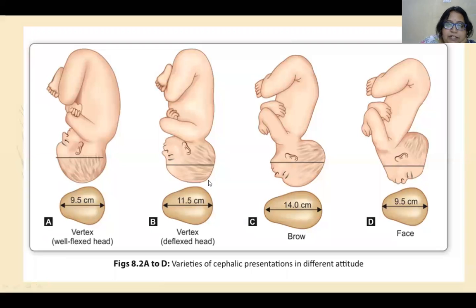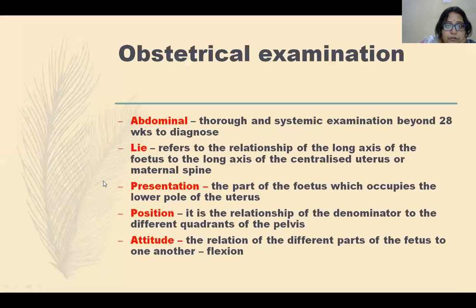Whereas in a deflexed head, it is the sinciput. Sometimes sinciput can also become the presenting denominator. Whereas in brow presentation, it is the brow. This is the forehead, the frontal bone, which will become the denominator. Whereas in face presentation, the nasal bone will become the denominator. So it is the lowermost bony structure which is related to different quadrants of the pelvis that is called the position of the fetus. Next is attitude.